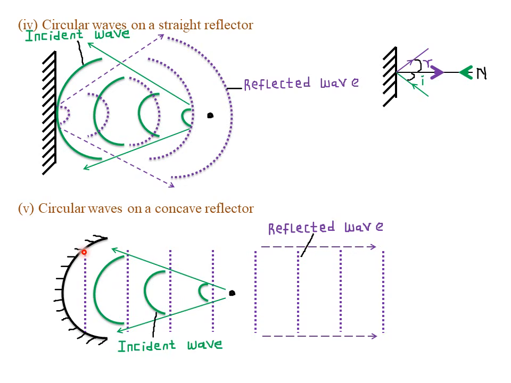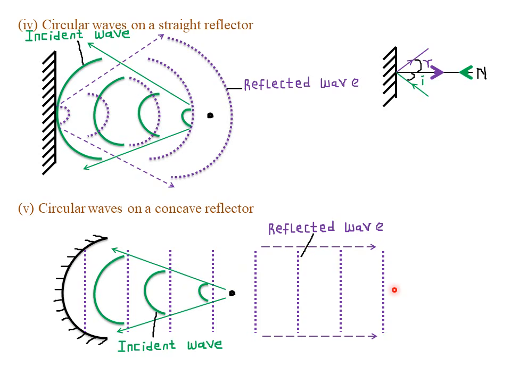So the reflected wave will be the plane waves moving in opposite direction. You can see the direction of the reflected waves is actually towards the right hand side, but the direction of the incident wave was towards the left hand side. So for circular waves on a concave reflector, they will be reflected in the opposite direction. Then the circular waves will be converted into plane waves. Plane simply means straight, as indicated by these straight wave fronts.